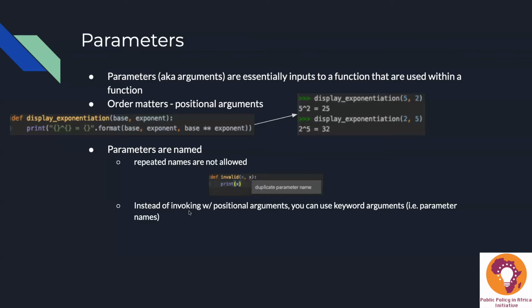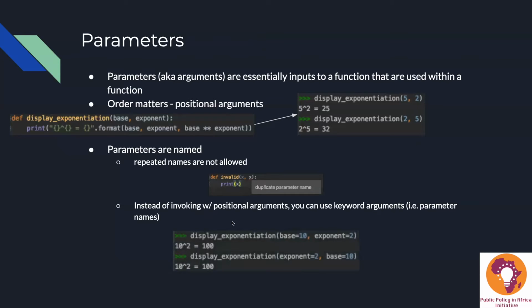And then instead of invoking a function with positional arguments, you can also use keyword arguments, or the parameter names, when you call the function. So in this particular case down here, I want to do display exponentiation, and see I'm using the keywords here that are present in the function definition. I want base to equal 10, so I'm explicit about that here, and I want exponent to equal 2. These names match the same names in the function definition. So then we see that that's exactly what we get in our output here. 10 to the power of 2 is 100.